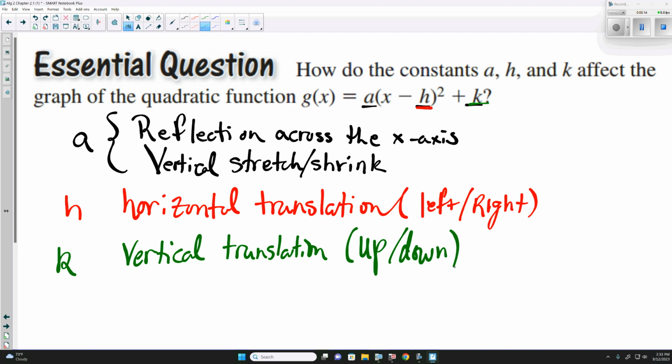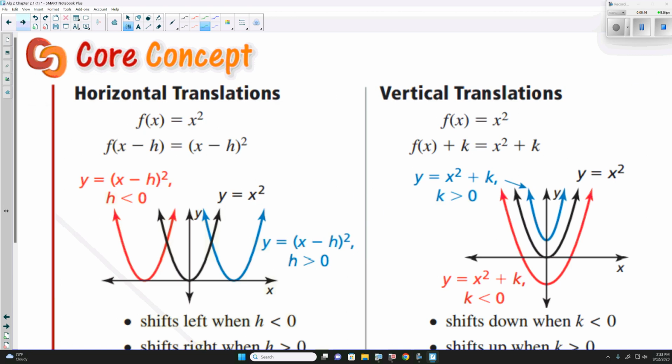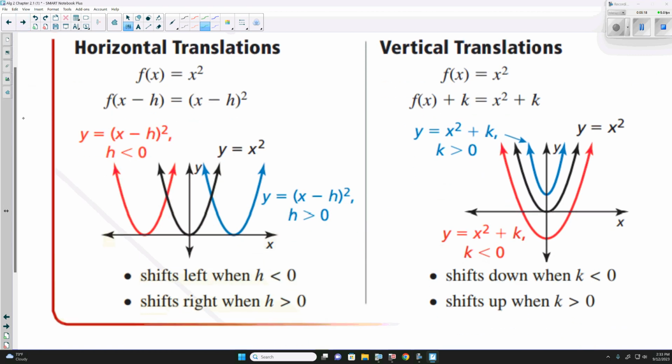Now, the first two we're going to look at are horizontal and vertical translation. Inside the parentheses we have x minus h. If the value of h is less than 0, it shifts to the left. If h is greater than 0, it shifts to the right. And that's kind of what we have down here. Now, again, this is purely talking about the value of h itself.